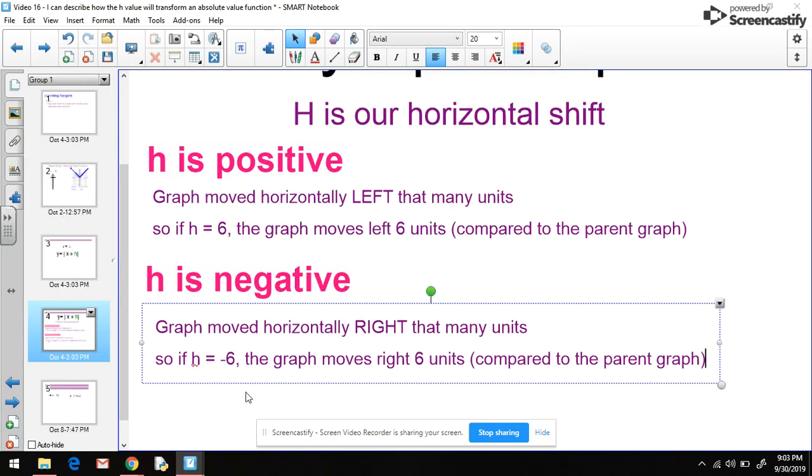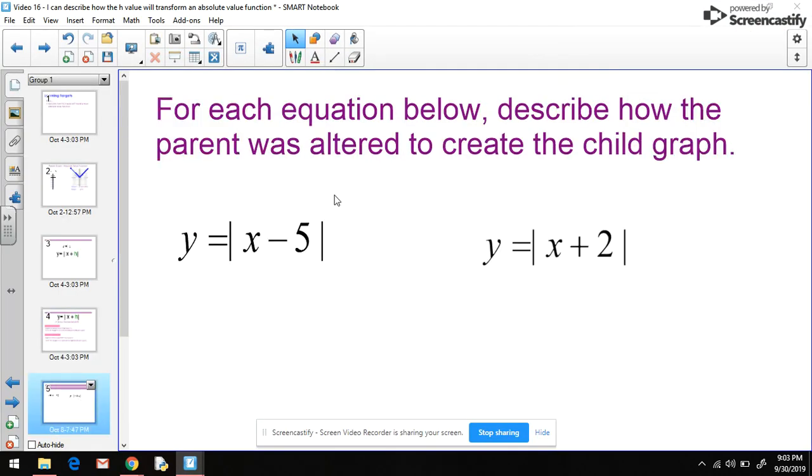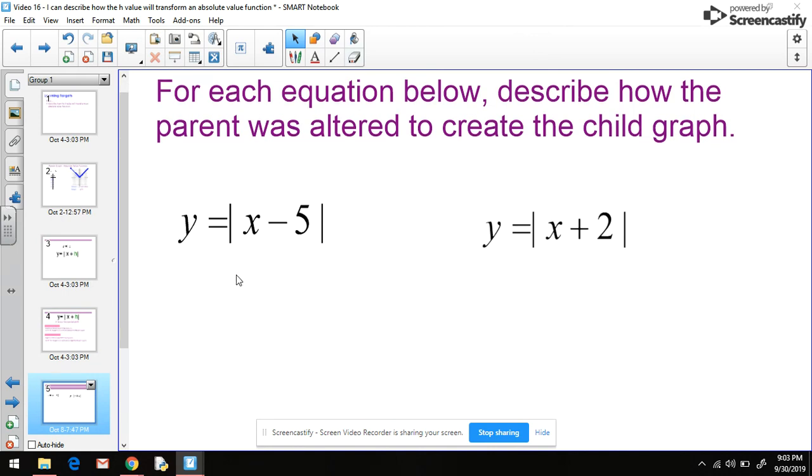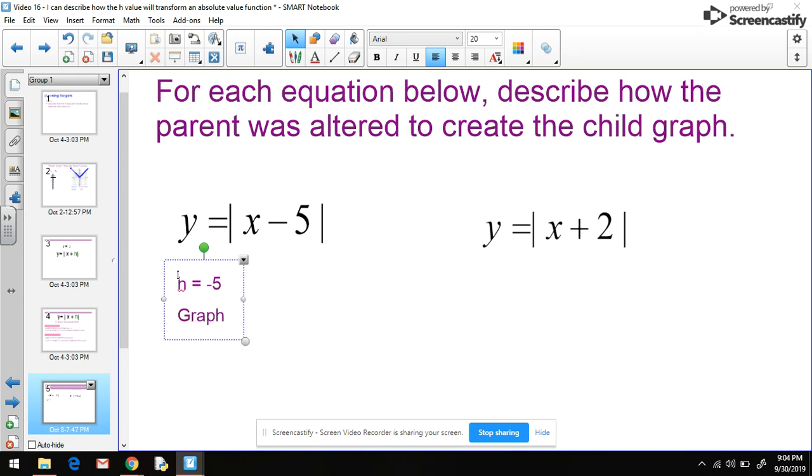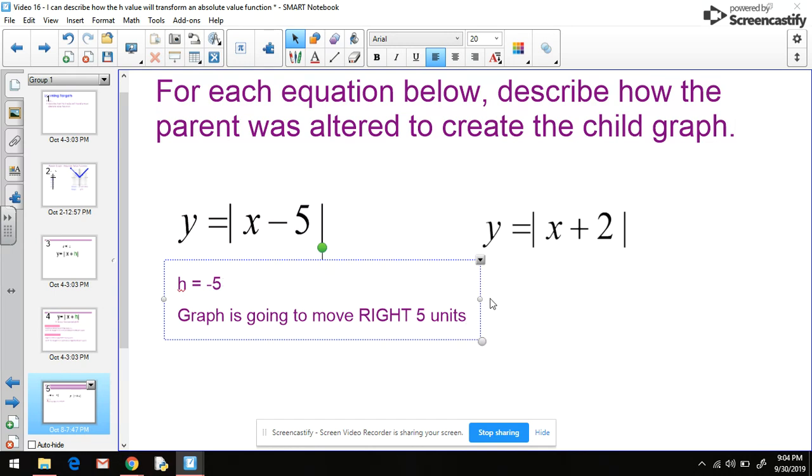Now, the last thing we're going to do here is we're going to summarize our notes here and do a couple of examples. So here we have y equals the absolute value of x minus 5, and we need to figure out how that graph is going to compare to the parent graph. So the first thing I notice here is that h is equal to -5. So because I have an h value, I know that that's a horizontal movement. So the graph is going to move, and it's a -5, so it's the opposite of what I expect. So it's going to move in the positive right direction 5 units.